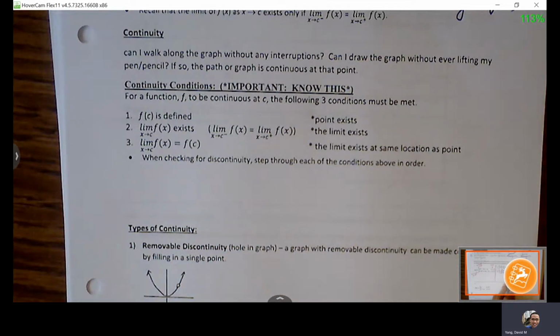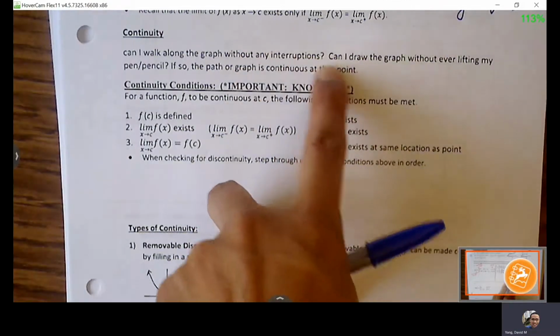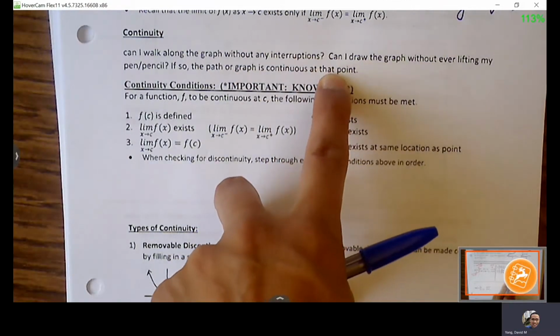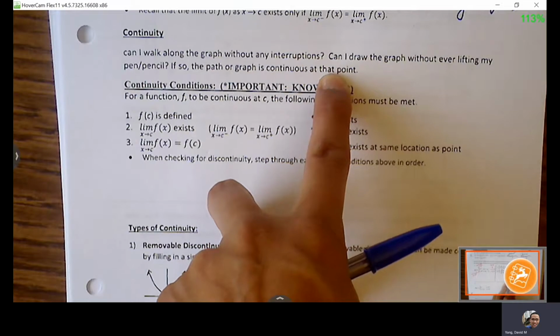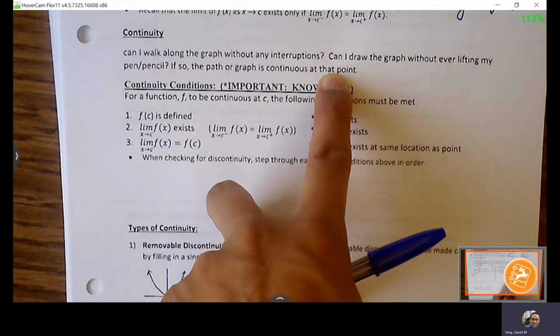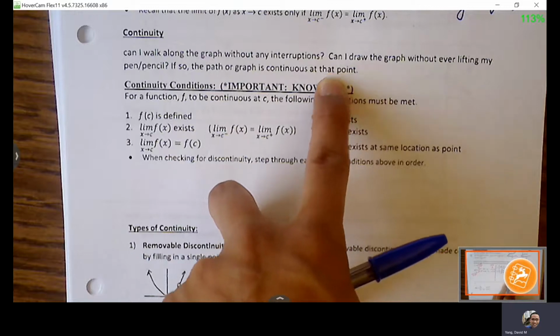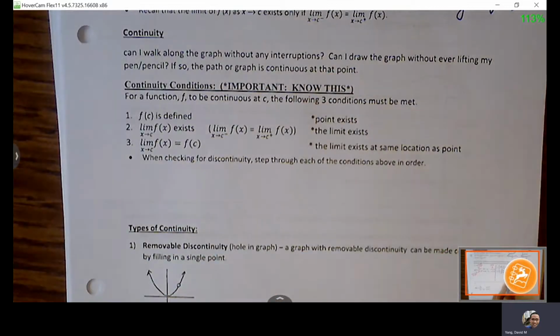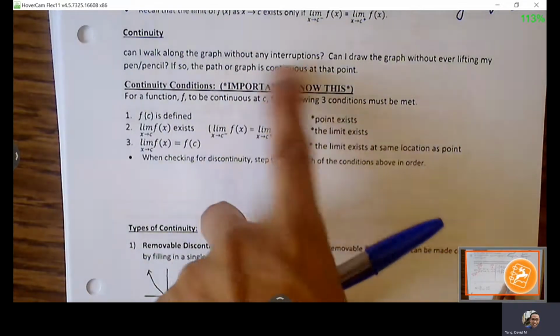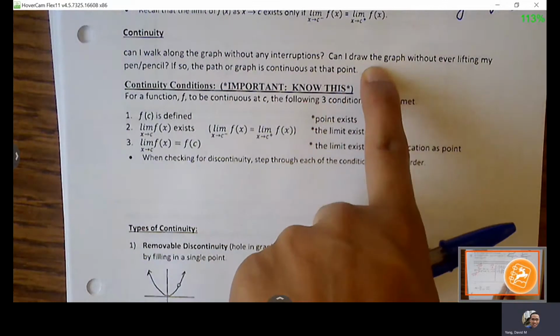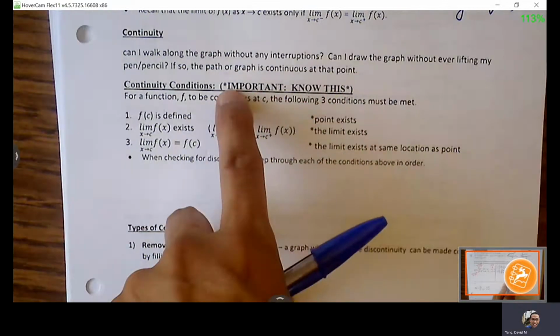So if I can move through the point that I'm concerned about without lifting my pen or pencil, my graph is continuous. Now that's not a hard concept. If you can look at a graph, you can instantly tell whether it's continuous or not. If it's not continuous, then you're maybe looking at a vertical asymptote, an endpoint, or a disconnected graph. So visually, it's not an issue, right?